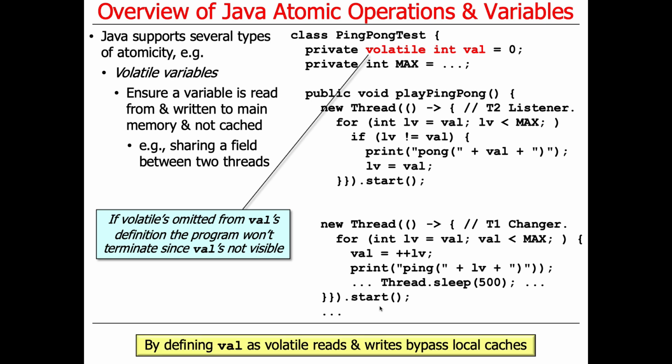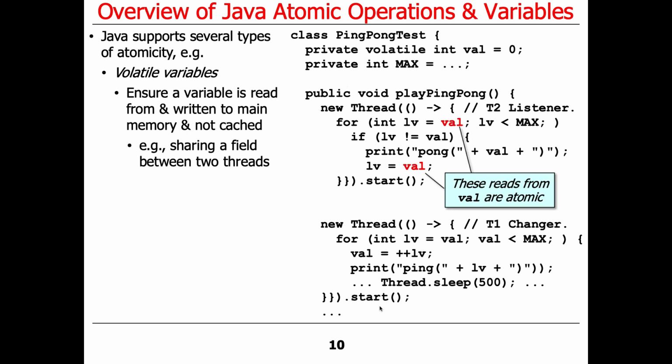So first and foremost, when you define a variable as being volatile, what it means is that reads and writes to that field always go directly to main memory and bypass any local caches. If you omit volatile, then things can be cached for reading and writing. But when you say it's volatile, then it's got to be read and written atomically from main memory. So here are the fields.